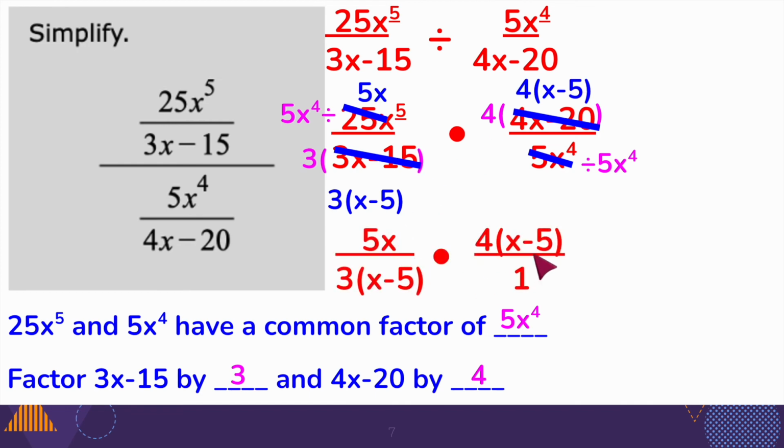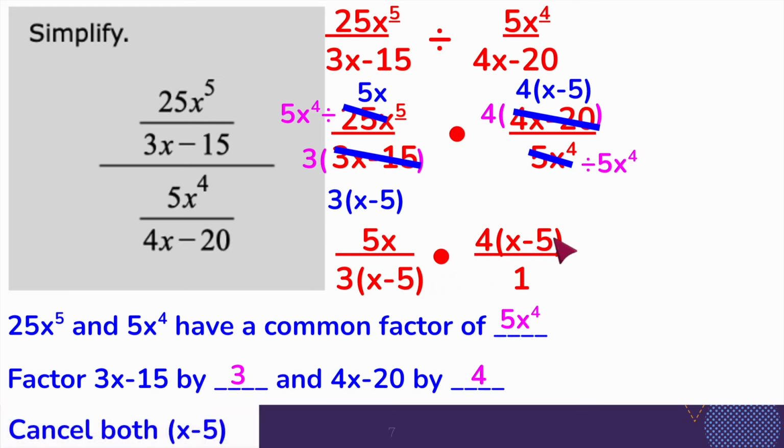The reason I did that factoring is because now I have another common factor to cancel, don't I? I have x minus 5 and x minus 5. So I can cancel both of those. Now on the top I'm left with 5x and 4, and I can multiply those. And on the bottom I'm left with 3 and 1. So we can multiply the 5 and the 4, and we get 20x over 3.